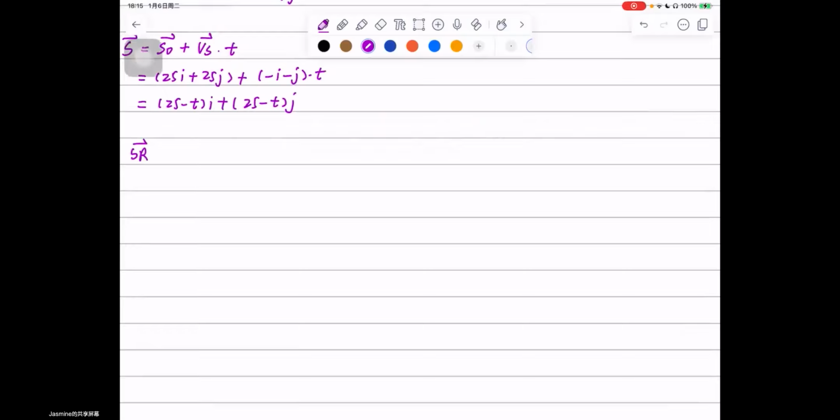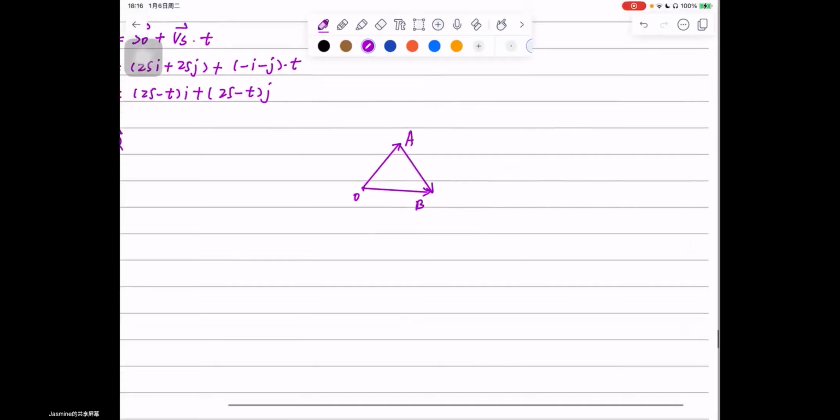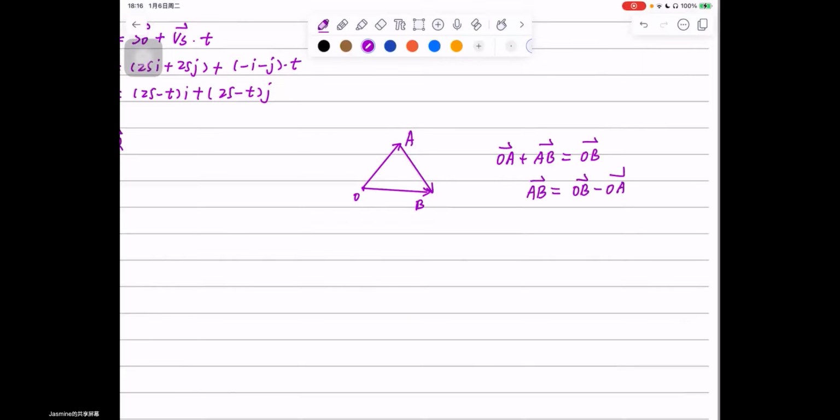First, a very basic principle in vectors. For example, this is O, this is A, and this is B. According to the triangle principle, OA plus AB equals OB. Intuitively, this means there are two ways of getting from O to B: either directly from O to B, which is OB, or we first get to A, OA, and then from A we go to B. So from this equation, the vector AB is calculated as OB minus OA.